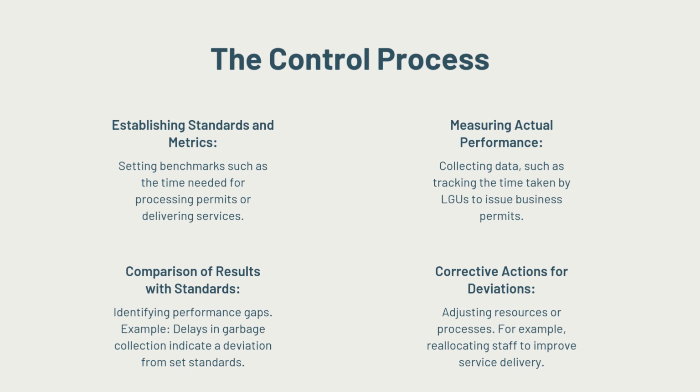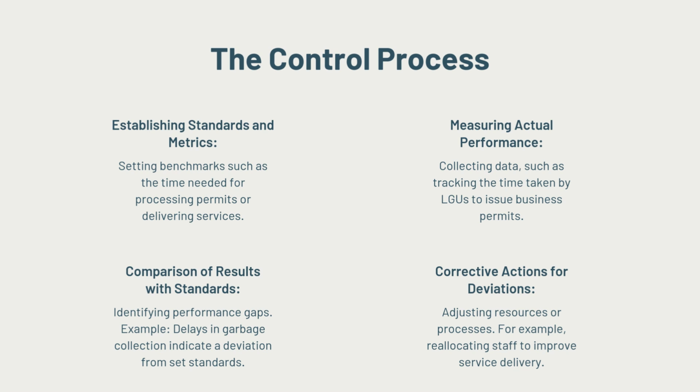The first step is setting standards, and these are the performance targets we want to hit. For example, in a public housing project, a government agency might set a standard that 1,000 housing units must be built within a year. This becomes the benchmark for measuring success.